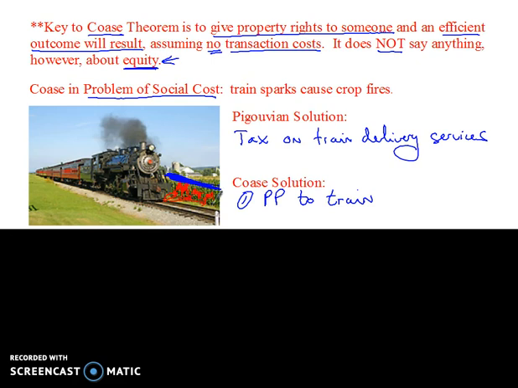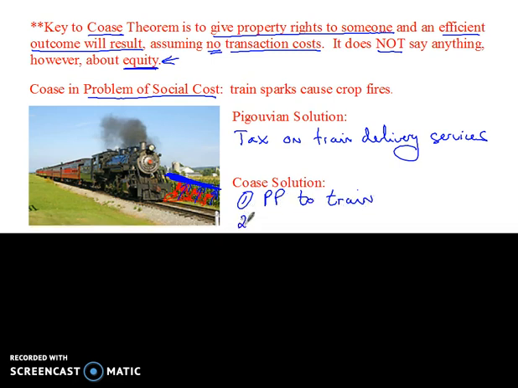And so he'll just move his crops back. He just won't grow crops in those first, you know, 5 feet or so. So we could give private property rights to the train company. Or we could give the private property rights not to the train company, but to the farmers. We could give the farmers the private property rights.